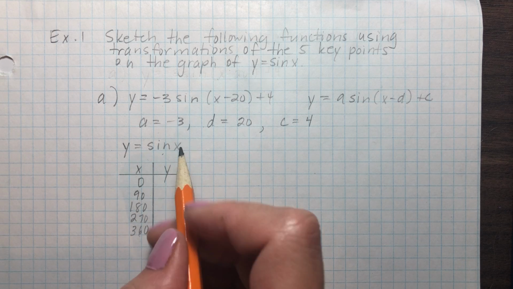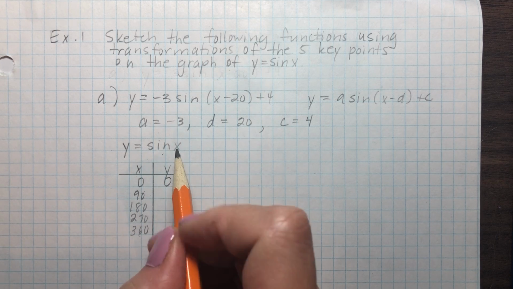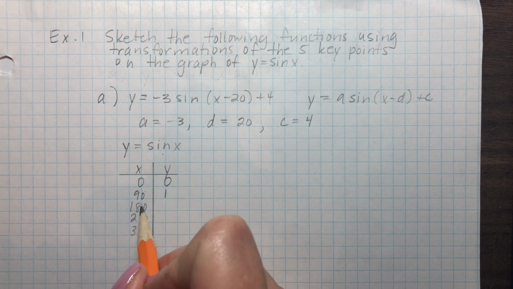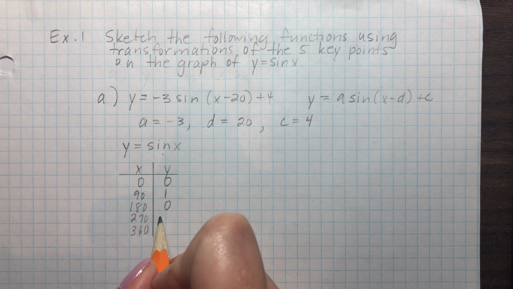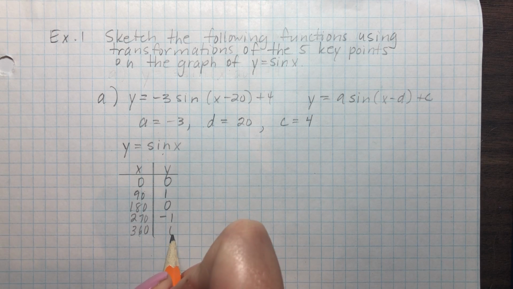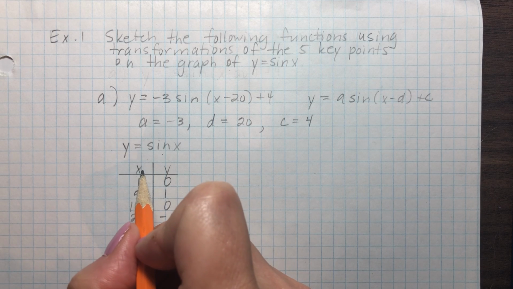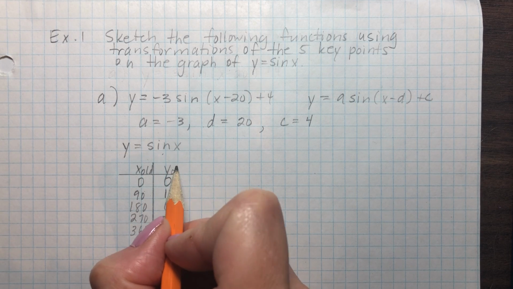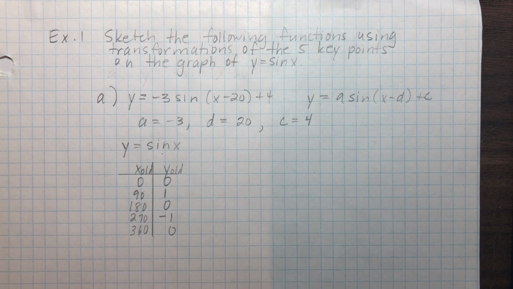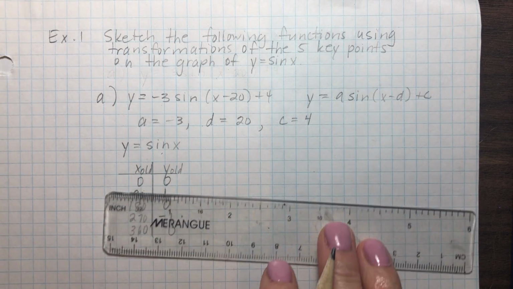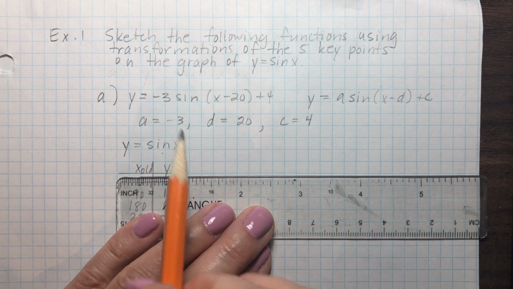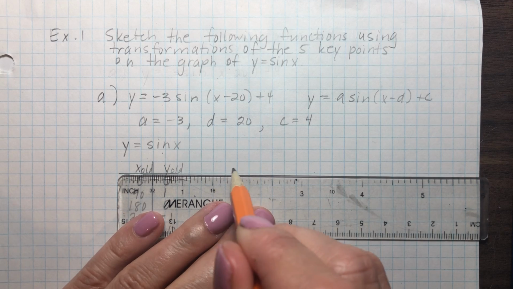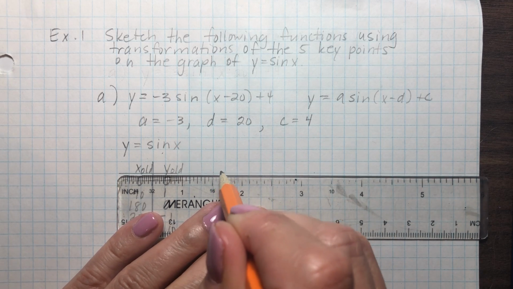So sine of 0 would give you 0. Sine of 90 would return a value of 1. Sine of 180 is 0. Sine of 270, -1. Sine of 360, 0. And we will call these the old coordinates. And now we're going to apply our transformation formulas to determine the new coordinates that are on the graph of the given equation or function.